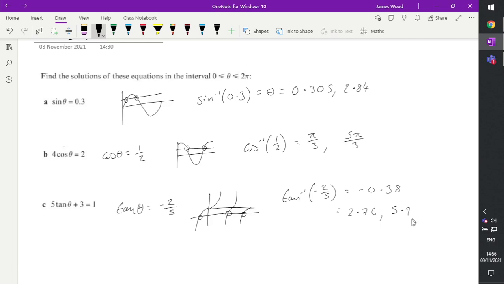Now remember it says between 0 and 2 pi. Sometimes it's worth thinking, what is 2 pi? 2 times 3.14 is about 6.28. So it's worth keeping in your head that 2 pi is about 6 and a bit when you're searching for these decimal answers, because it's not always obvious. Is it bigger or smaller than 2 pi?